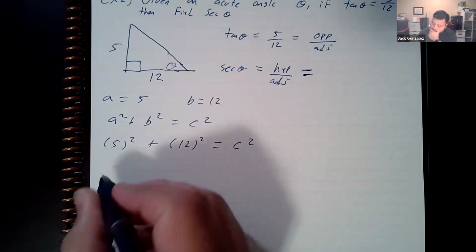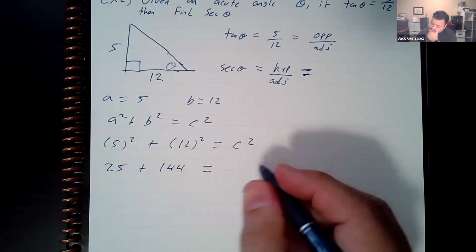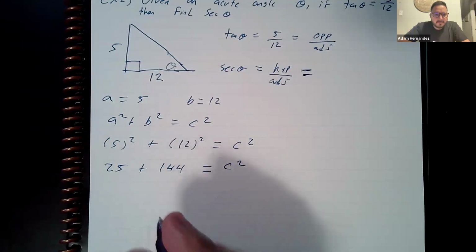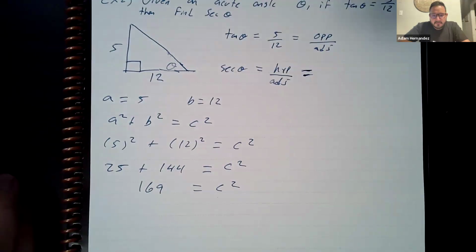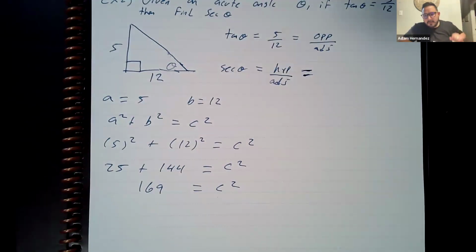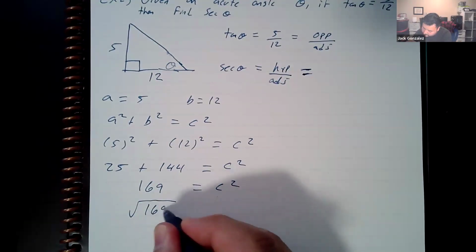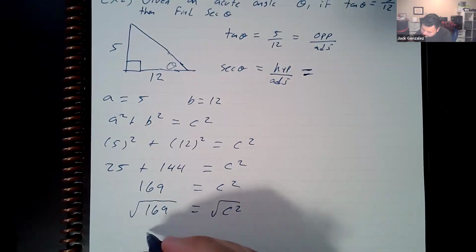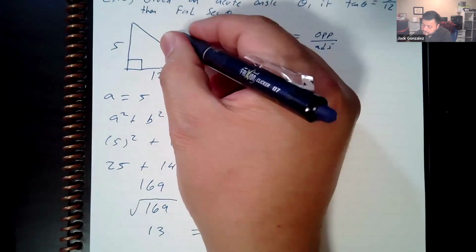It's going to be 25 plus 25 plus 144. 169. It's 13. Yeah, I think so. I think you're right. The square root, both sides, that should be 13. So hypotenuse is 13.